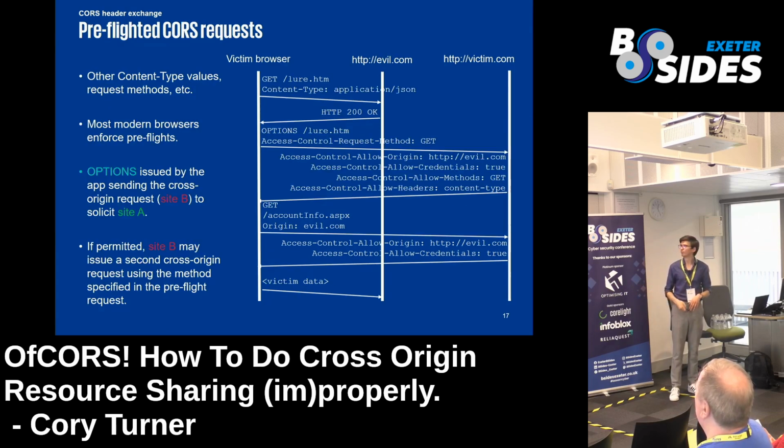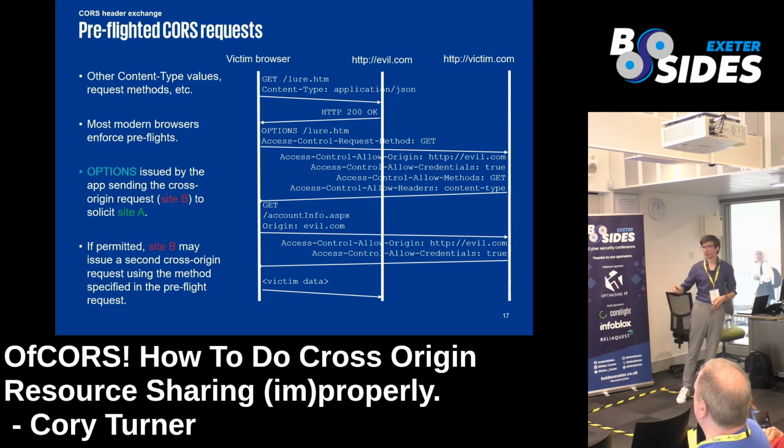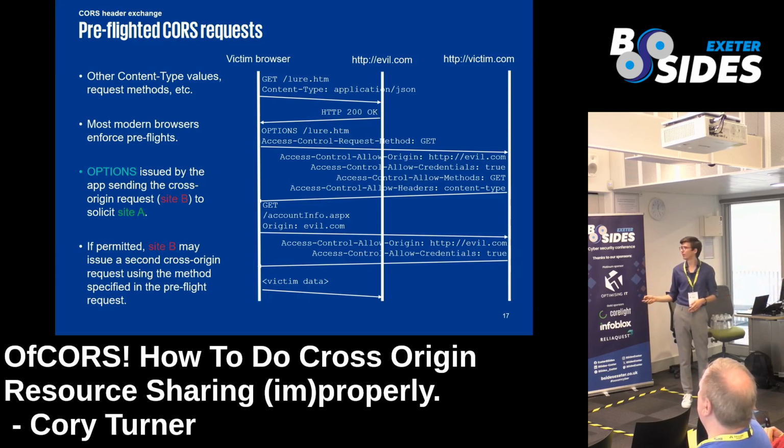Pretty straightforward. Preflighted requests are a bit more complicated. And essentially they occur when you have other content type values. So you'll often see these more with JSON data being received. Most modern browsers will enforce preflights in these cases. And essentially what it involves is first sending an OPTIONS request to the victim.com, and then the actual cross-origin request. Essentially, the OPTIONS request is going to solicit our victim.com on whether we're actually allowed to send a credentialed cross-origin request. So we're sending this first, and then our account info request as well.